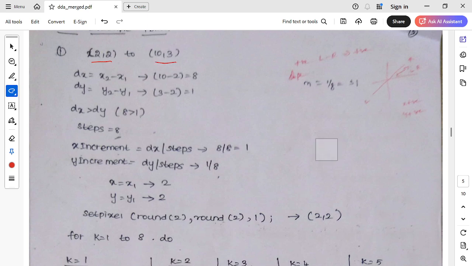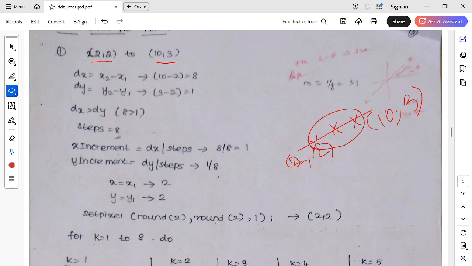So you're going to draw a straight line. What they have given is the start point 2 comma 2 and the end point 10 comma 3. So in order to draw this straight line, you need to find the intermediate values, right? So for that, you're going to find the steps.